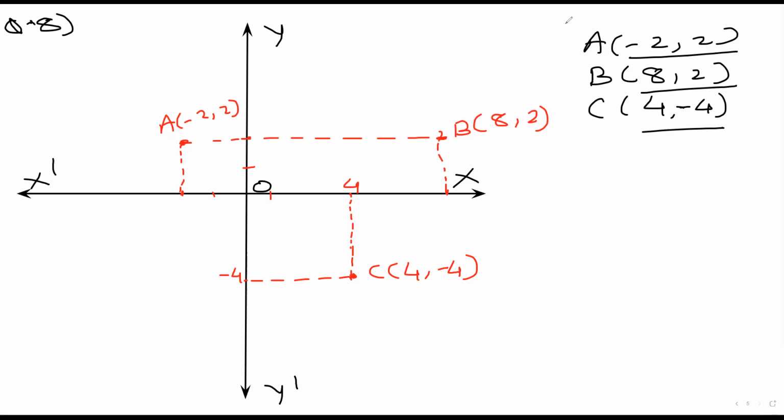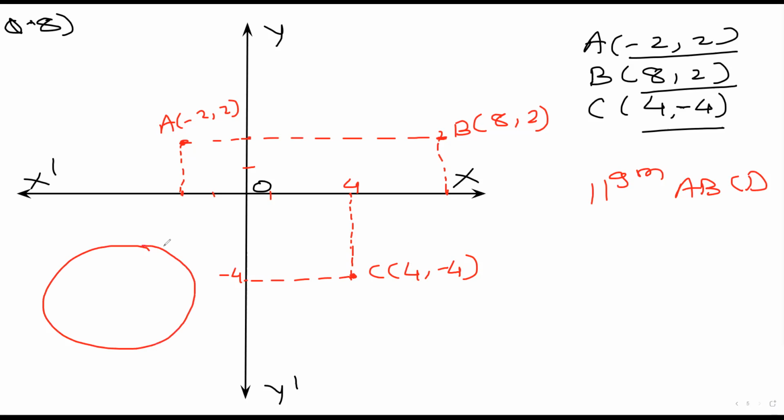Okay. Now see, the parallelogram is ABCD. So we have got A, B, C. So D has to be somewhere here. Do you understand? Yes, sir. D has to be somewhere here. So what is the trick for that? First of all, draw the parallelogram. Join AB.